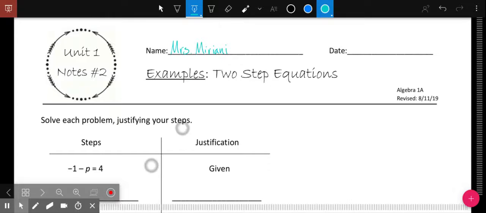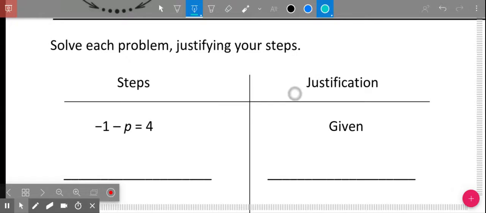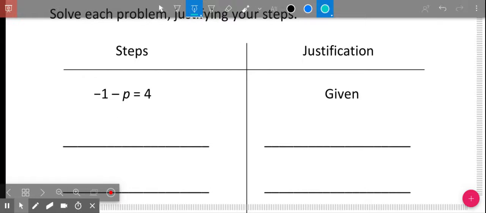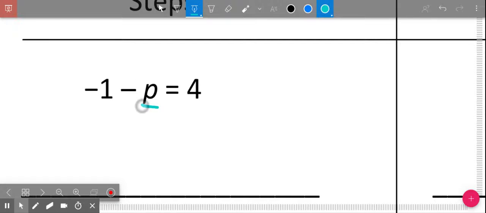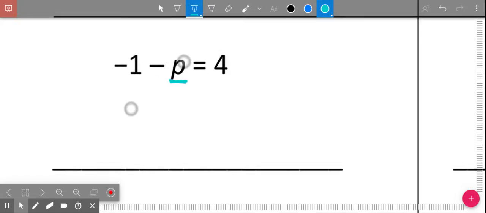So looking at our first problem, we have -1 minus p is equal to 4. Now for this problem, p is in fact our variable, and we need to get that all by itself. So to start, we're going to add 1 to both sides. Remember, we start from the outside and we work our way to the variable.